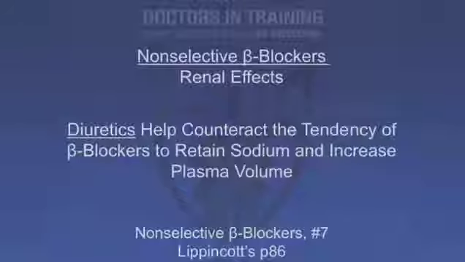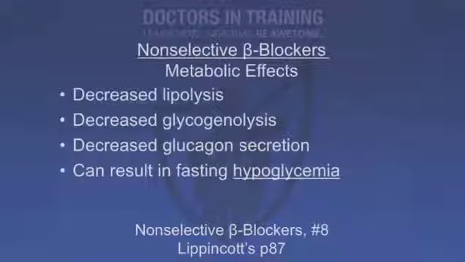Next, it'll affect sodium retention. So decreased blood pressure will lead to decreased renal perfusion, and this generally leads to more sodium retention and increased plasma volume. Now, basically your kidneys are realizing that you have decreased blood flow, and it's trying to correct that. So it'll counteract your beta blocker by increasing the volume and thus increasing your blood pressure. So to help counteract that, we often combine beta blockers with diuretics to help let some of that extra plasma volume go.